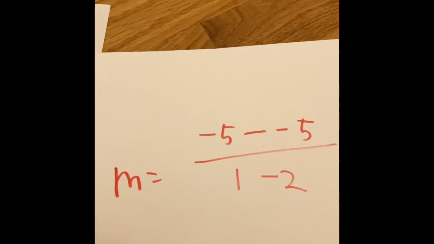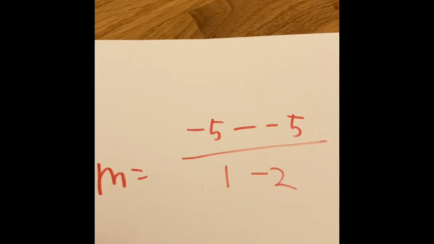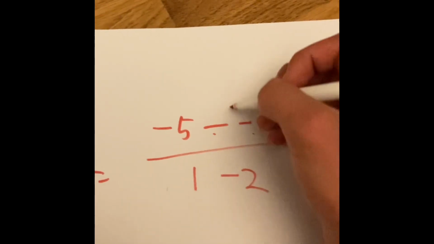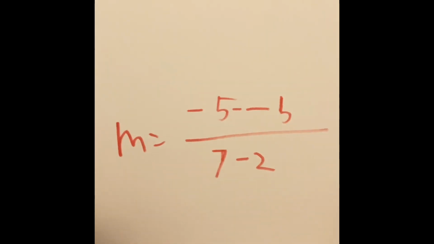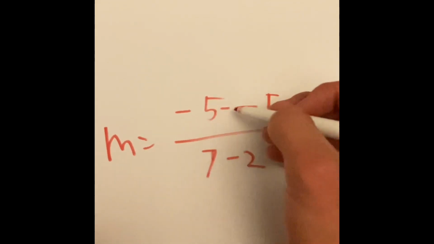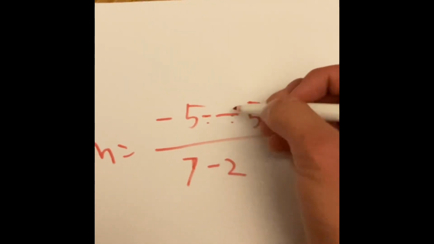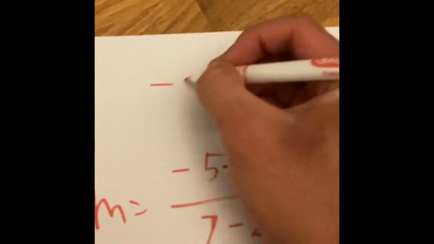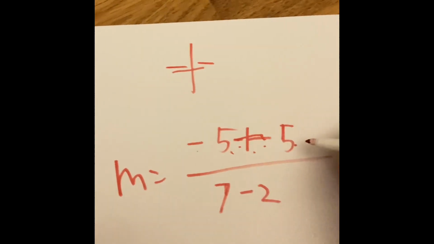If you have an equation that looks like this, when you insert your points into the slope formula for finding the slope, and you have -5 minus -5, the two negative signs will cancel out and turn into a positive symbol. So it's literally saying -5 plus 5.